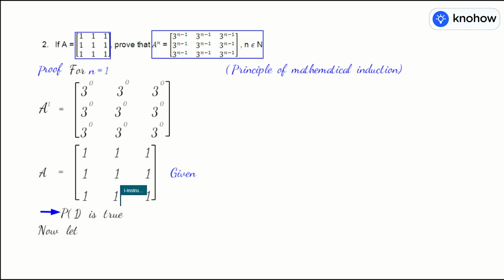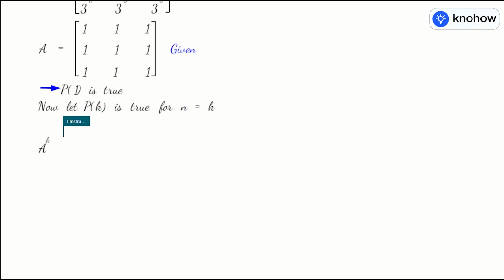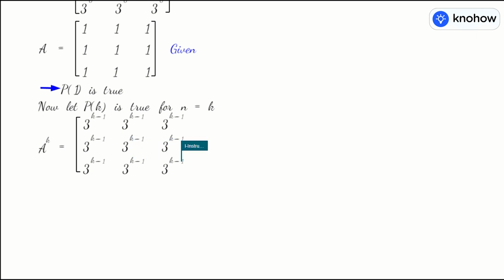And now let Pk be true. Pk is true means that for n equal to k, the statement is true. So replace n by k, and you get A to the power k equal to the matrix in which all the elements are 3 to the power k minus 1. Call it 1. And what's our aim? We want to prove Pk plus 1.